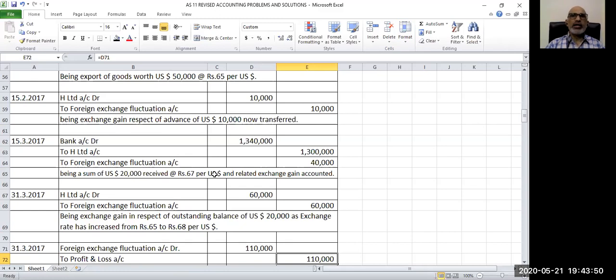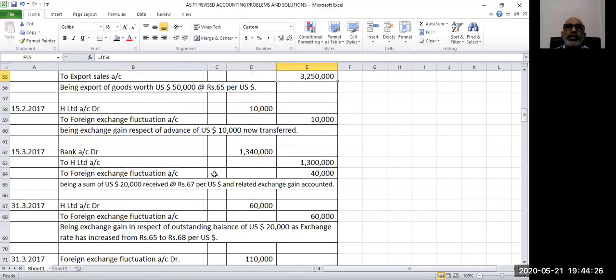So the entry will be H Limited's account debit 60,000 to foreign exchange fluctuation account 60,000 rupees. The narration being exchange gain in respect of outstanding balance of USD 20,000, as exchange rate has increased from 65 to 68 per US dollar. So our exchange gain at the end of the year is also accounted for. Now, when we go further, on 31st March 2017, we have to take a call as to what is the total gain or loss that we have made in the current year.